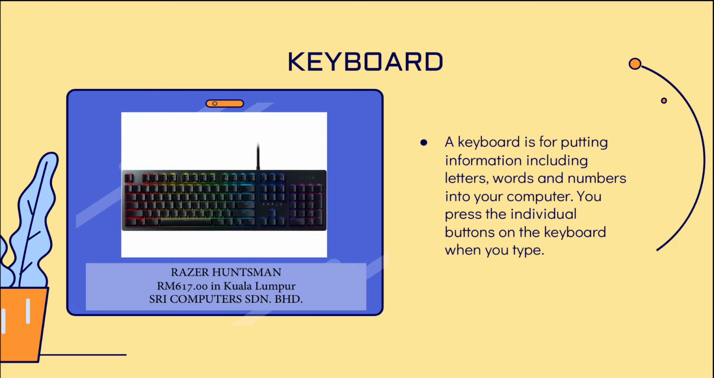Next, the keyboard. A keyboard is for putting information including letters, words, and numbers into your computer. You press the individual buttons on the keyboard when you type. So here I choose the Razer Huntsman keyboard, which is priced at 617 ringgit in Kuala Lumpur.